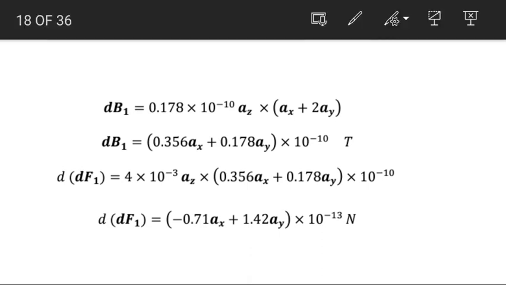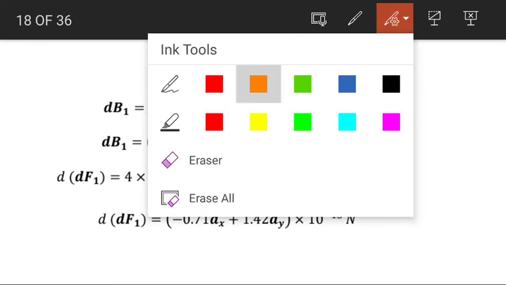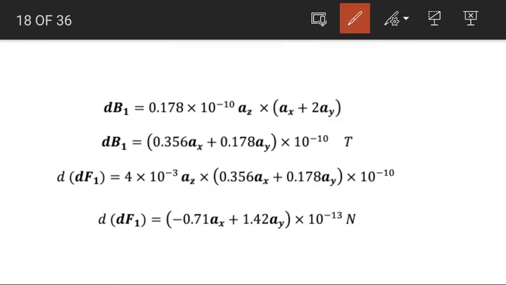And this differential magnetic flux density is dB1, which is 0.356 AX plus 0.178 AY into 10 raised to power minus 10 Weber per square meter or Tesla.